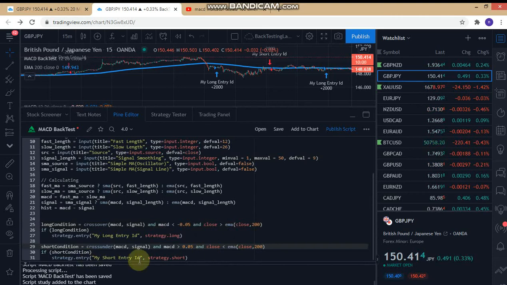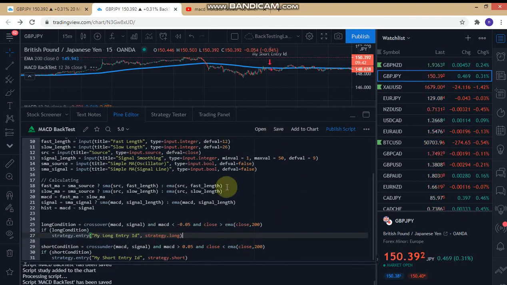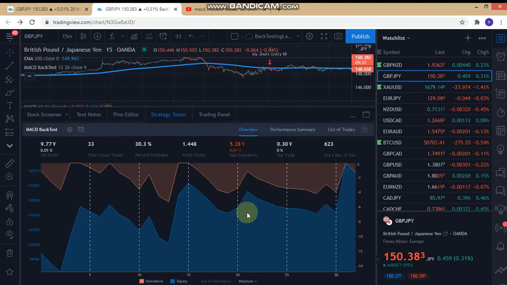So this will now only take the buy or sell entry when the close is greater or below the EMA 200. And that's also including that MACD still has to be beyond the 0.05. So save that and look at our strategy tester now. So it definitely improved it. We now have a net profit of 9.7 to 5. So that's basically 2 to 1.